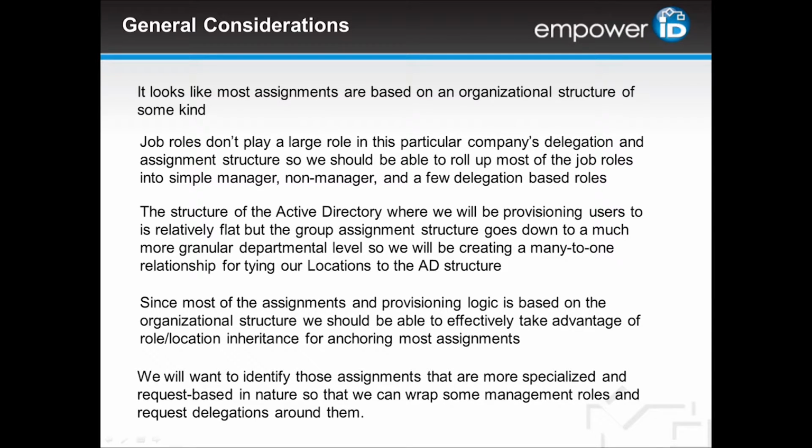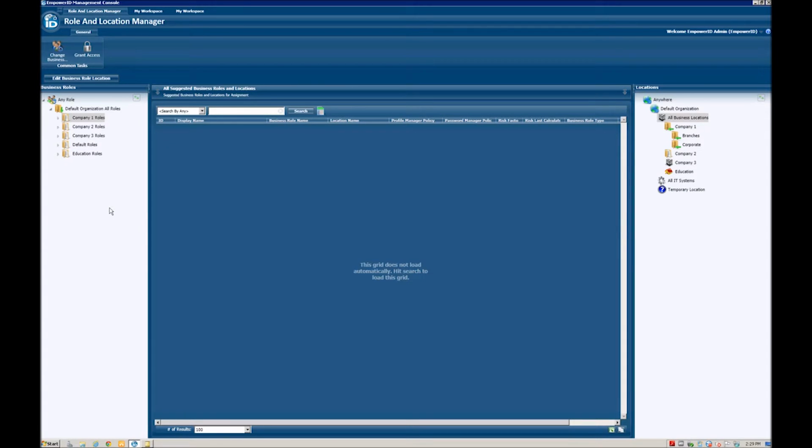So let's go ahead and go over to our server and take a look at how we might build out a role and location structure based on the information that we know here. So over here in our server, I'm in the management console, and I have our role and location manager up here.